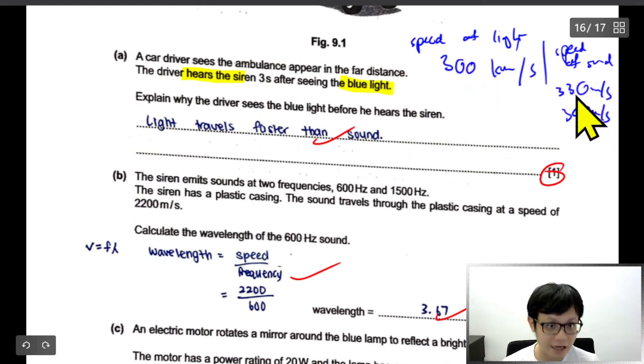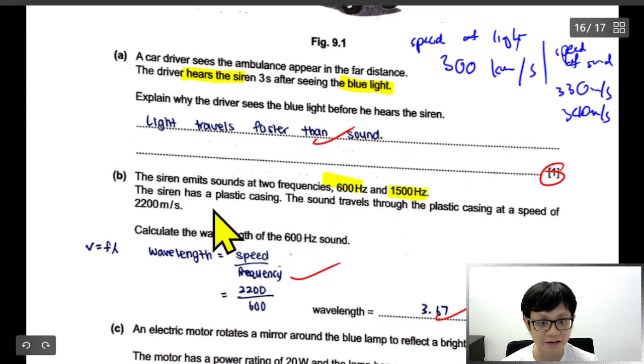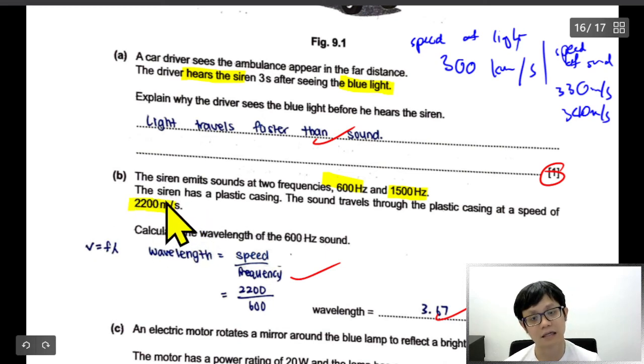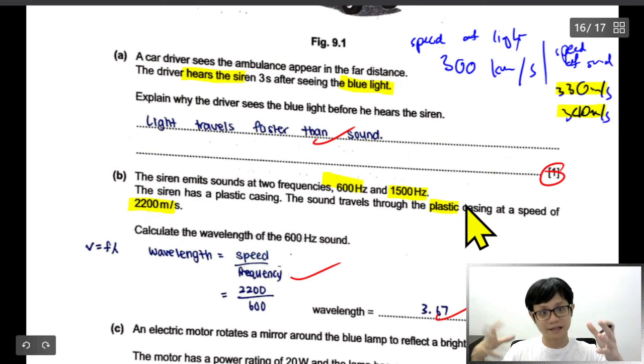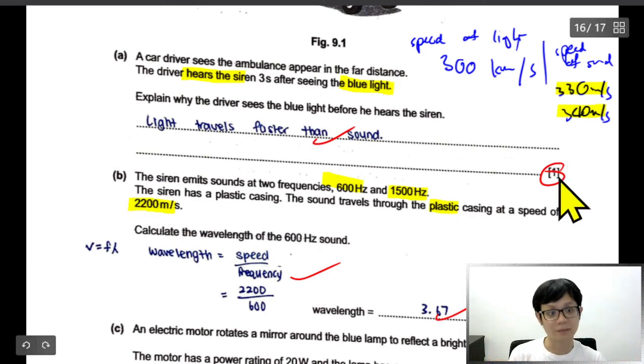We can also use sound to determine distance, like the radar, and so on, which we are not going into. The siren sound emits two frequencies, 600 Hz and 1500 Hz. The siren is in a plastic casing, and the sound travels through the plastic casing at the speed of 2200. So of course the speed of sound is 330, 340. 330 usually if I see the book say. But because they are talking about plastic, and plastic is denser than air, whereas we are talking about the speed of sound in the air.